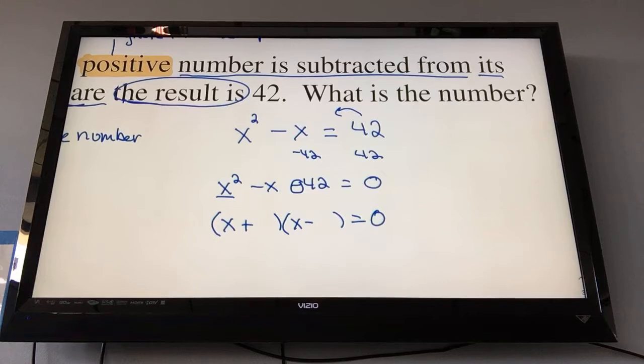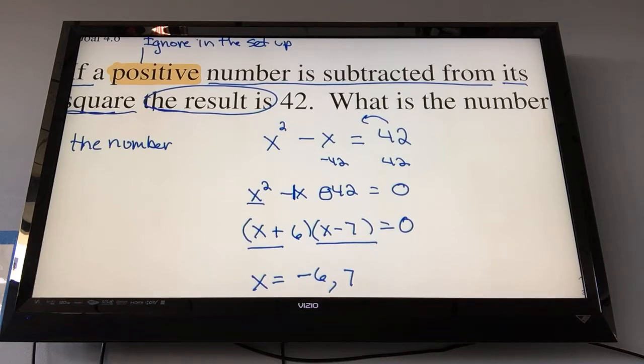Somebody said it. 7 and 6. Which one's my minus? 7. So I'm going to get that negative 1. So negative 7, positive 6, give me negative 1. This makes my possible solutions from the first parentheses, negative 6, and from the second parentheses, positive 7.